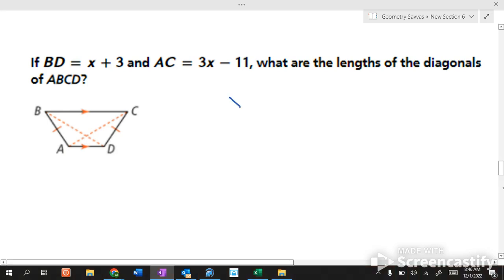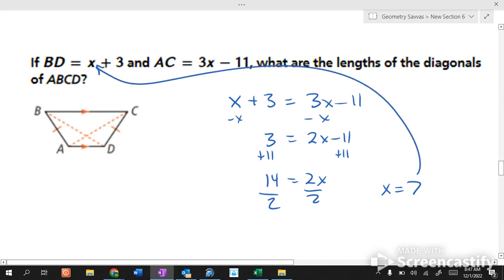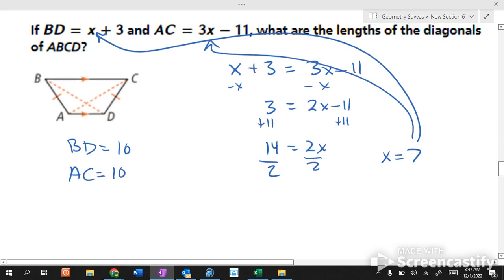They are congruent. So x plus 3 equals 3x minus 11. If we subtract x, 3 equals 2x minus 11. If we add 11, 14 equals 2x and divide by 2. X equals 7. We stick 7 in there. BD equals 10. AC, if we stick 7 in there, is 21 minus 11, which is 10. They better be the same, or else you did something wrong. Those are the lengths of the diagonals.